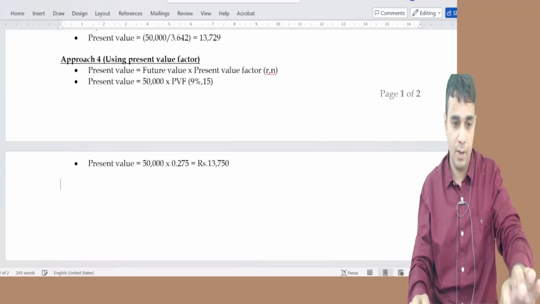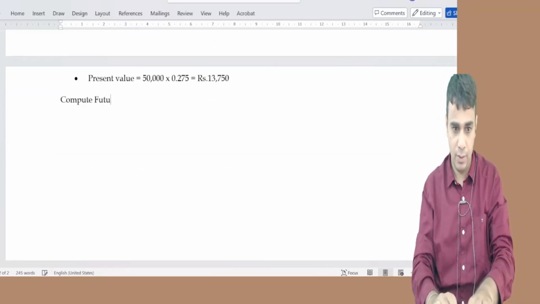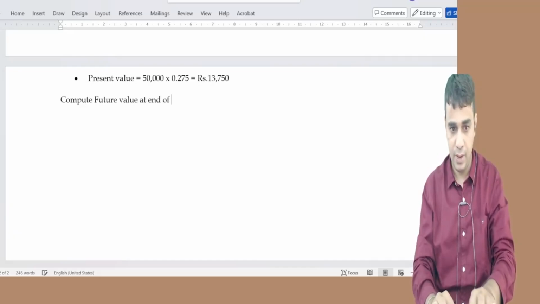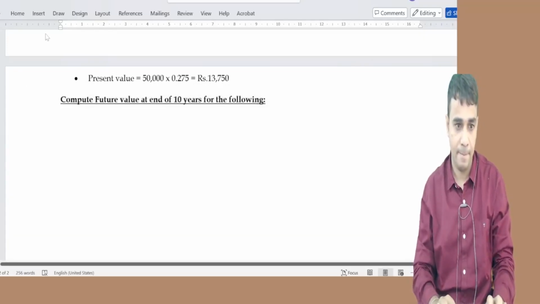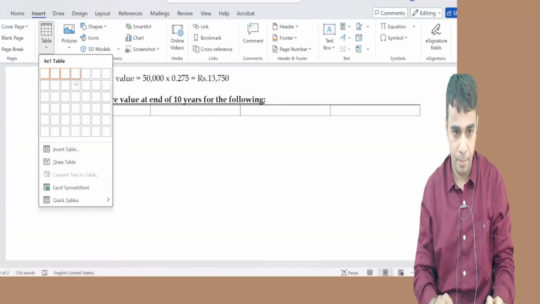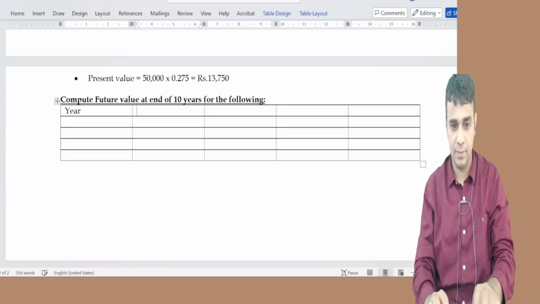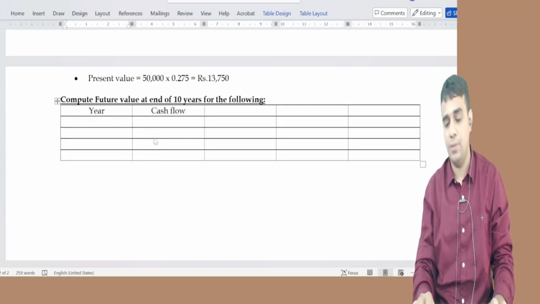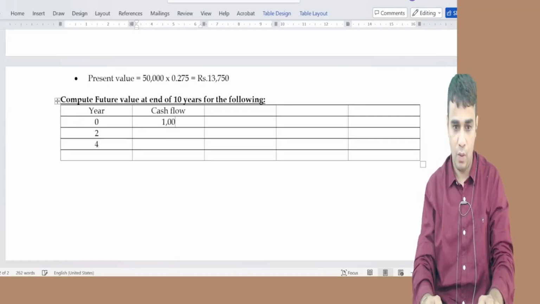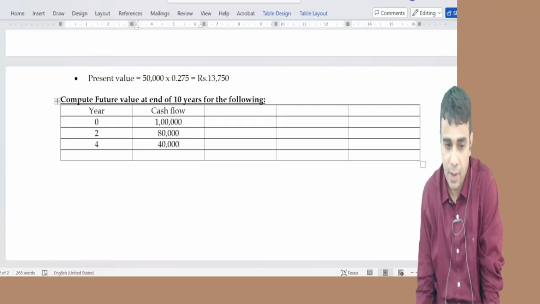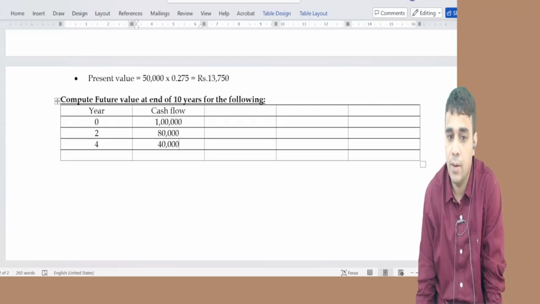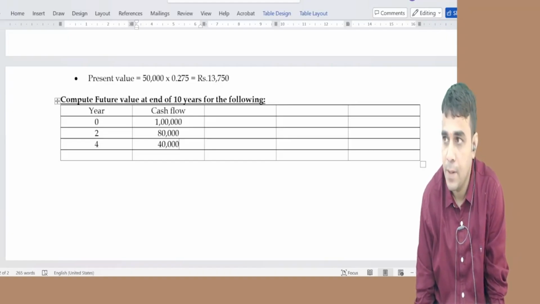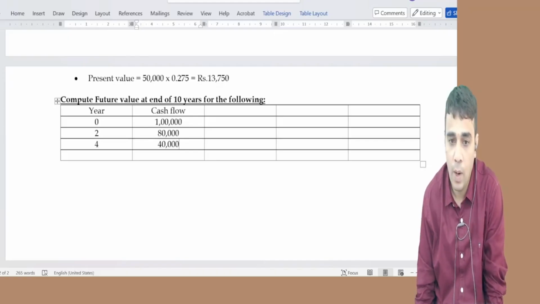Now compute the future value at the end of 10 years for the following. 5 columns. Year, cash flow. Year 0, 2 and 4; cash flow 1 lakh, 80,000 and 40,000. What are those extra three columns? I'll explain.